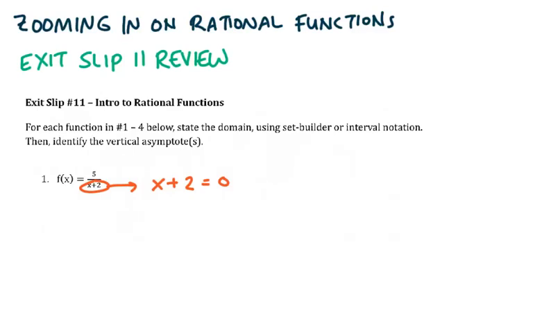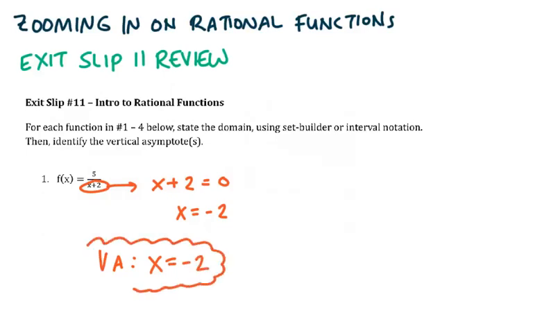In this first example, setting x plus 2 to 0 means that x equals -2 is the value that would cause the function to be undefined. So the vertical asymptote is x equals -2. So whatever setting the denominator to 0 and solving gives you, that is the vertical asymptote. So actually a lot of times I just state that first. I know the directions kind of indicate domain and then vertical asymptote, but the order in which you find them doesn't really matter. So from there, I personally like to then state my domain as everything but that.